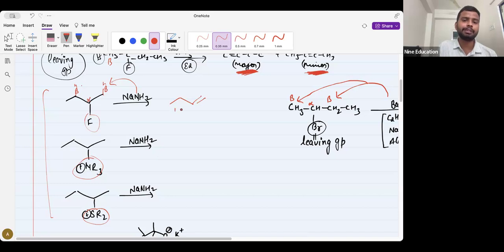So this is our major product. Also check, if I have this as alpha, this as beta, this as beta, so two possibilities I have for beta hydrogens. So I can have this one or this one, but this one is the Hoffman, and you all know in NR3 positive you will get Hoffman product. So this one will be our major, the other one will be minor.